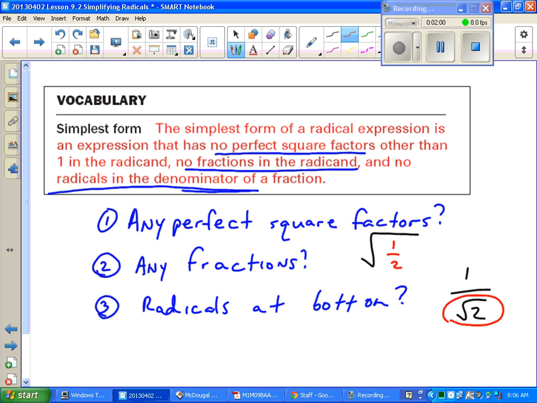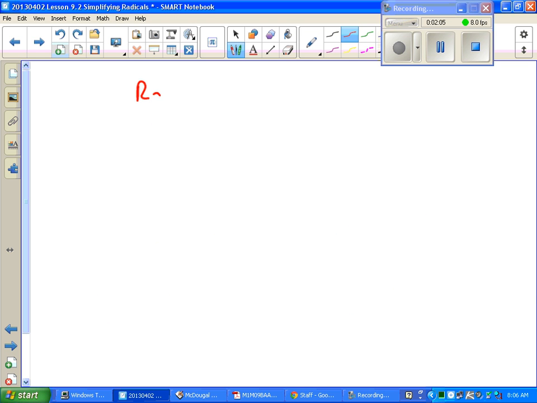Make sure y'all write this in, everybody. I don't believe it's on your paper. To rationalize the denominator, rationalizing.